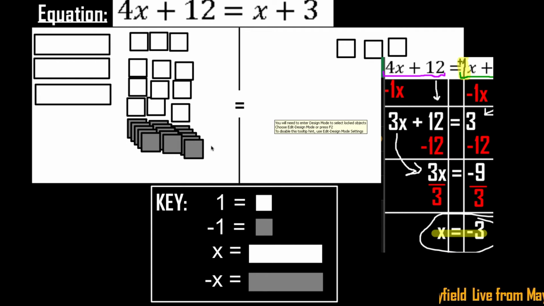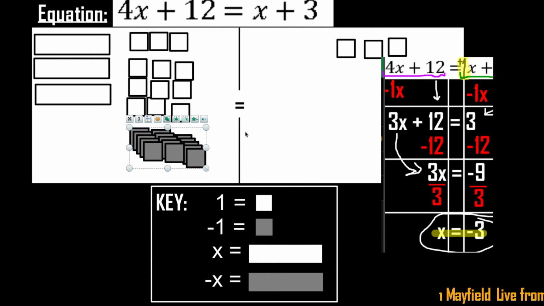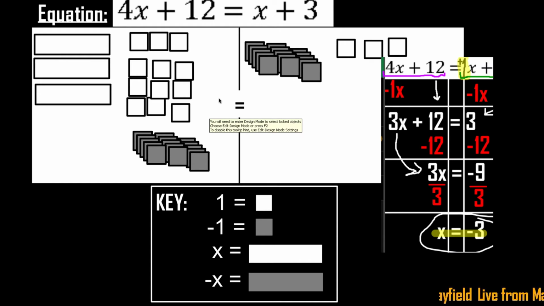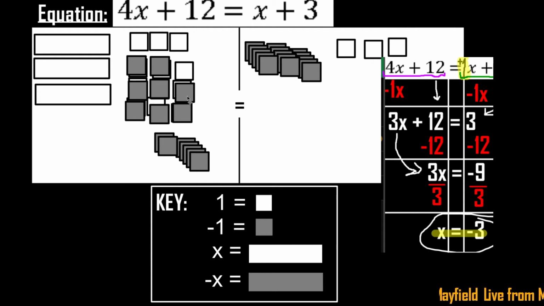Let's actually undo that. And copy, paste. Again, whatever I do to one side, got to do the other. Again, we now have some 0 pairs. Again, you can kind of put them on top of each other if you're using the tiles, or you can draw them right next to each other, pair them off, whatever works. Again, 1 positive, 1 negative cancels out.